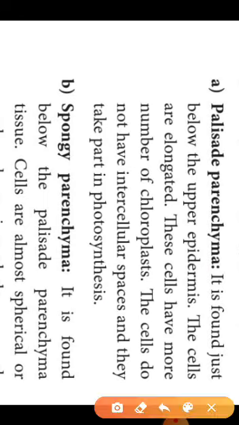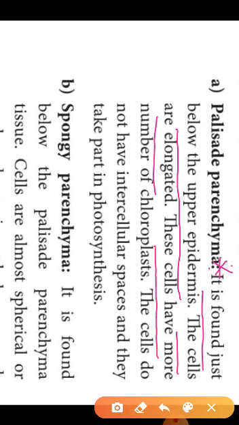It is found just below the upper epidermis. This is one point. The second point is the cells in palisade parenchyma are elongated. Third point is those cells have many chloroplasts. Okay.